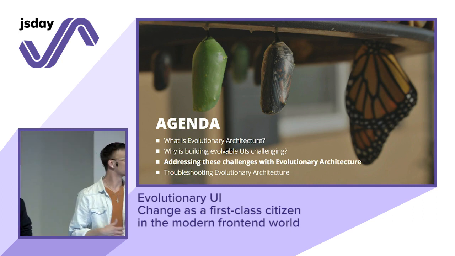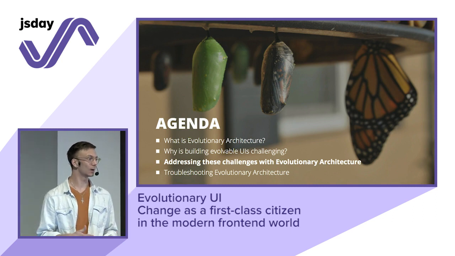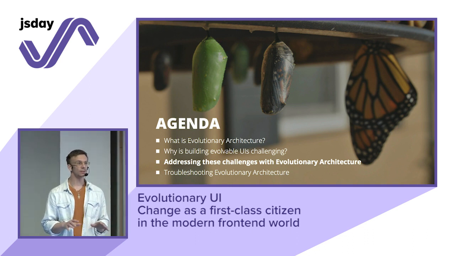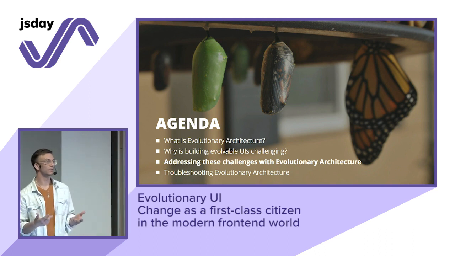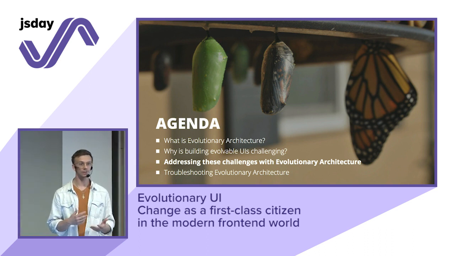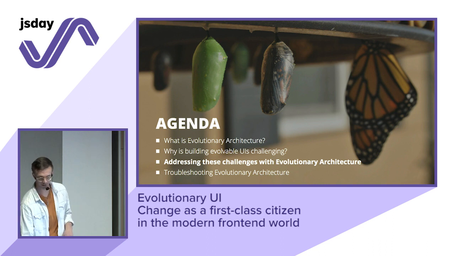So now we know what evolutionary architecture is. We understand some of the challenges that exist, particularly in the UI space, or I would say maybe uniquely in the UI space. So we're now ready to start exploring how we can wield evolutionary architecture concerns, such as fitness functions, in order to drive ourselves towards architectures that are more evolvable. We'll pick two examples of the challenges that we just showed you and show you how you might utilize fitness functions in those cases.